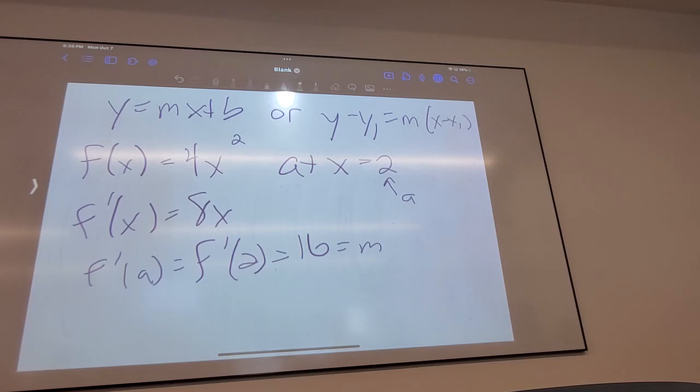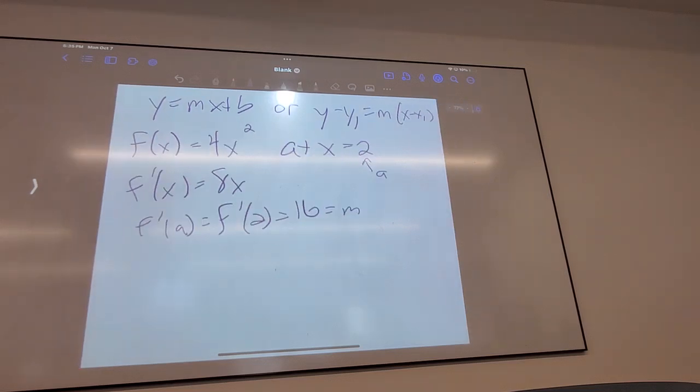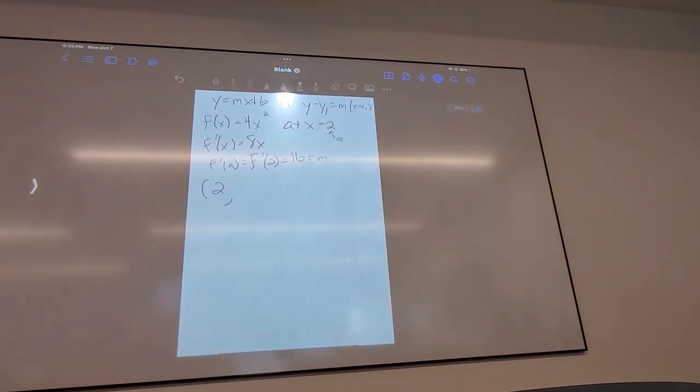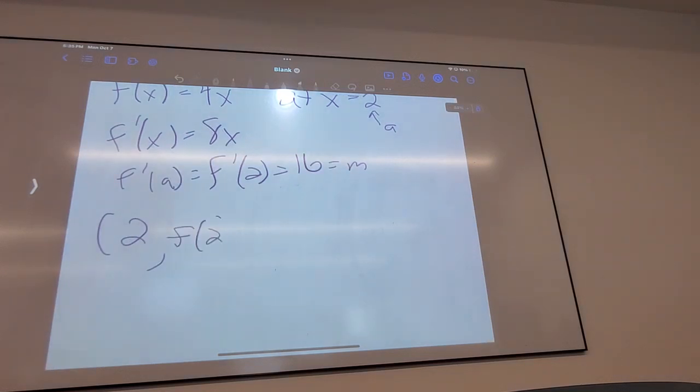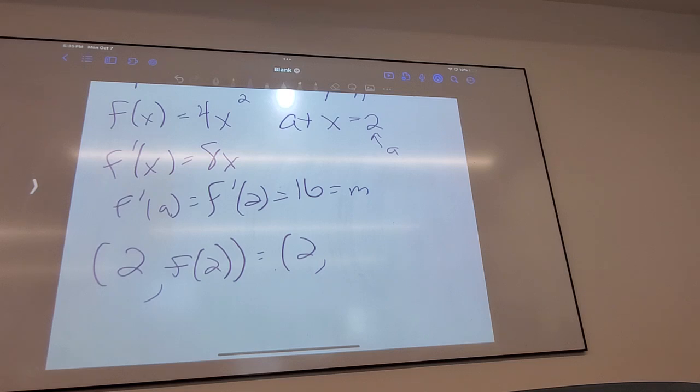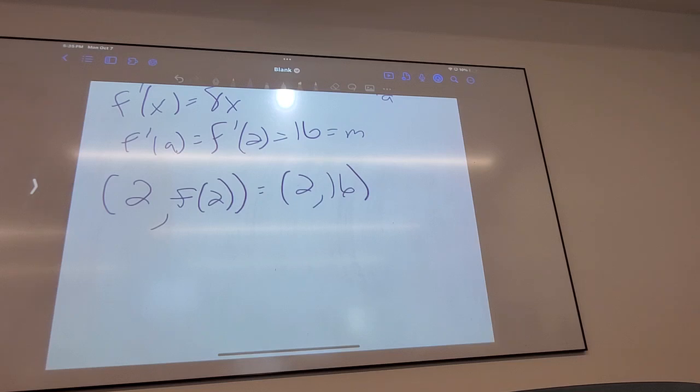What else do we need? A point. So how do I find the point? I know x is 2, so then I plug it into f, correct? So I get 2, 216. You guys with me? And the way I do these is, let's do it all the way out: y minus y1 equals m times x minus x1.